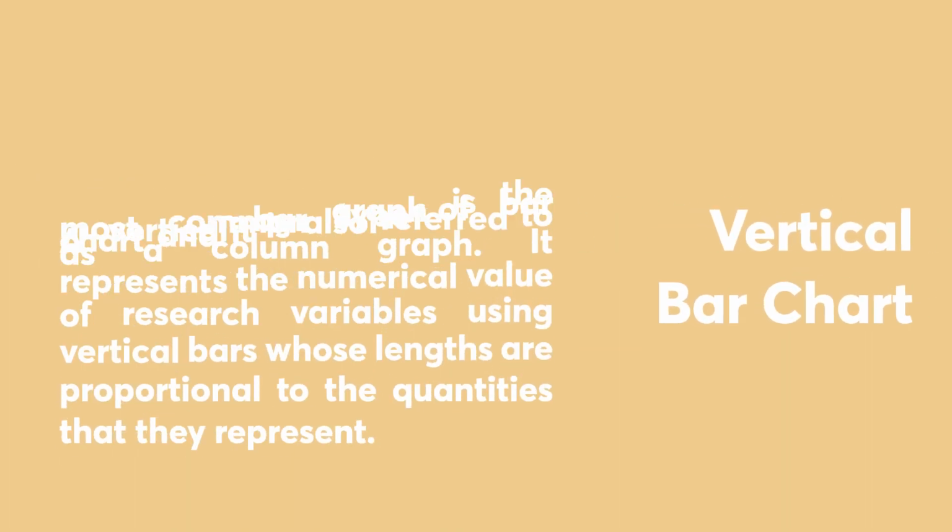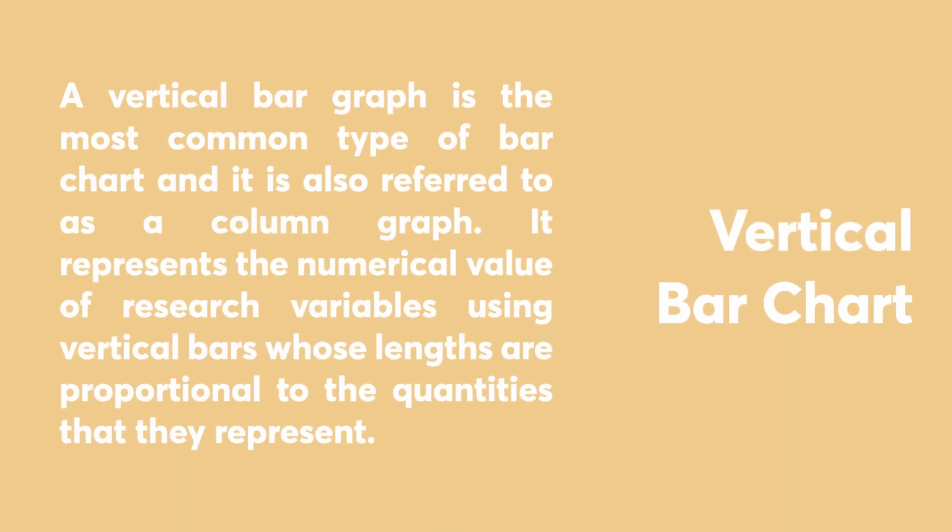A vertical bar graph is the most common type of bar chart, and it is also referred to as a column graph. It represents the numerical value of research variables using vertical bars whose lengths are proportional to the quantities that they represent.